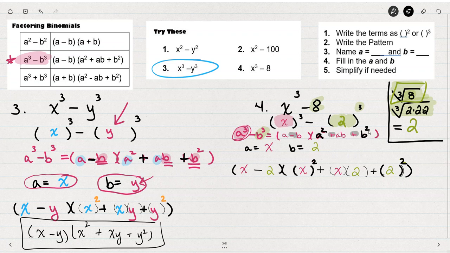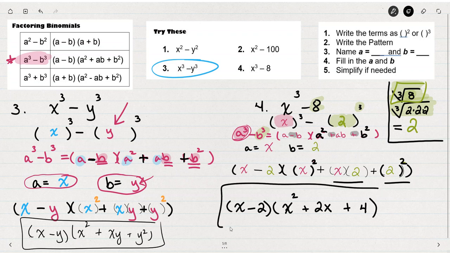Well, this one does have a little simplifying. I don't want to leave this x times 2, and I don't want to leave this 2 squared. So the final factored example is going to be x minus 2 times x squared, I can drop those parentheses, plus 2x plus 2 squared, which is equal to 4. And there we have it. That's our finished example. Let's look at a couple more.